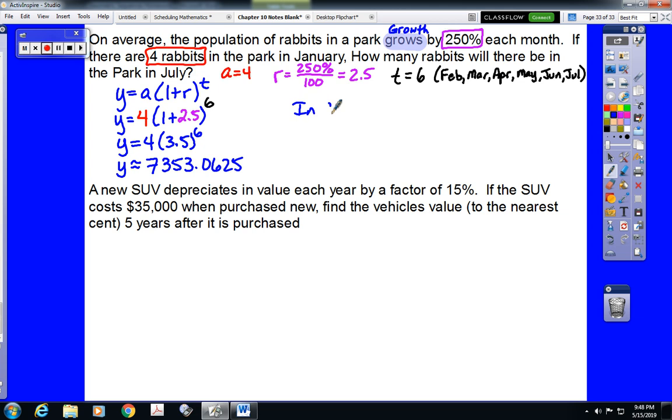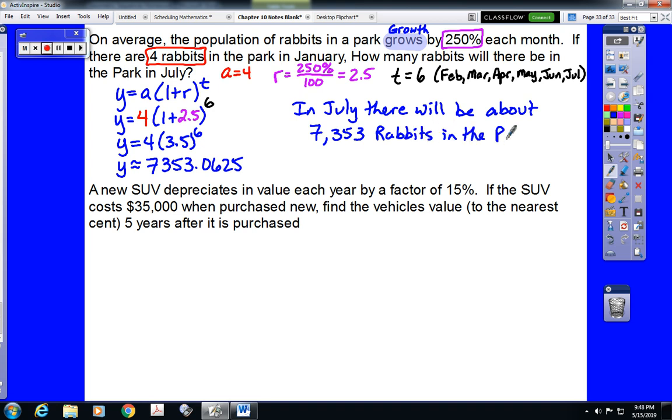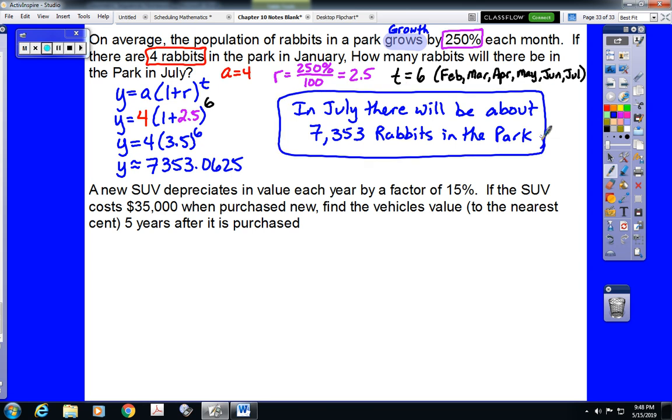In July, there will be about 7,353 rabbits in the park. Now, I realize that sounds like a lot, but also keep in mind that this problem is not taking into account what would actually happen in nature. Not all of those rabbits would live to be 6 months old. But anyway, moving on. One final problem.